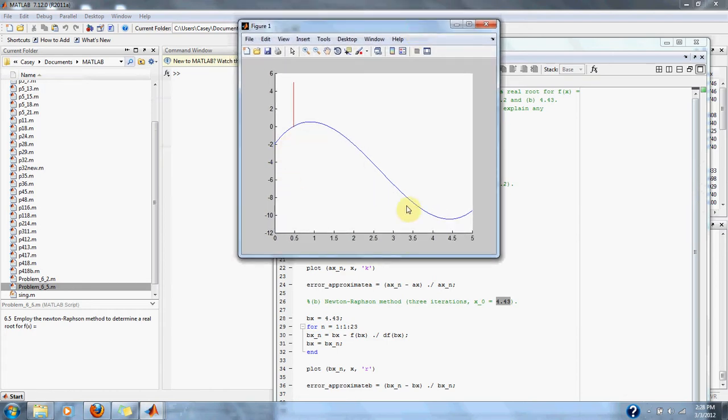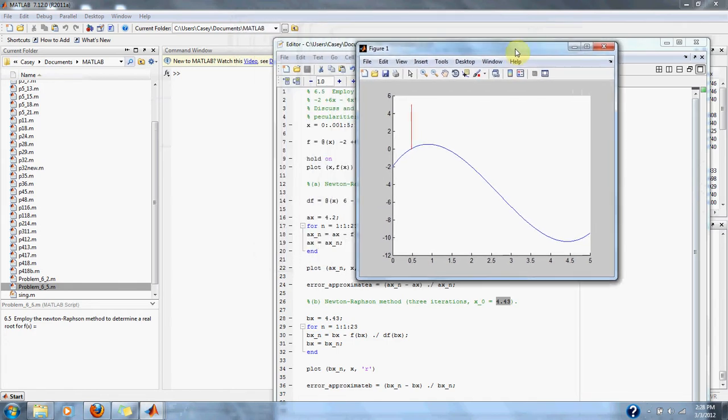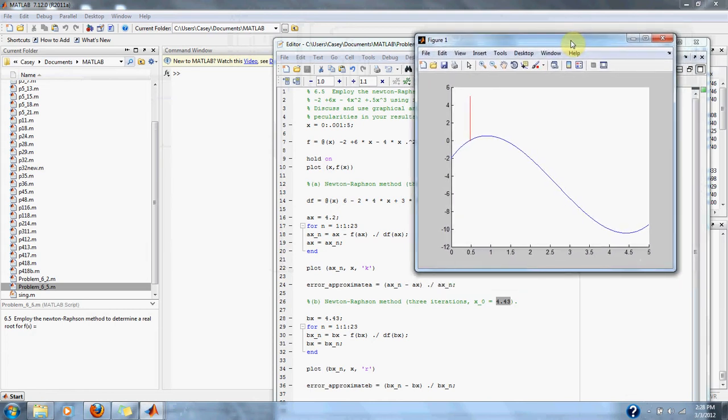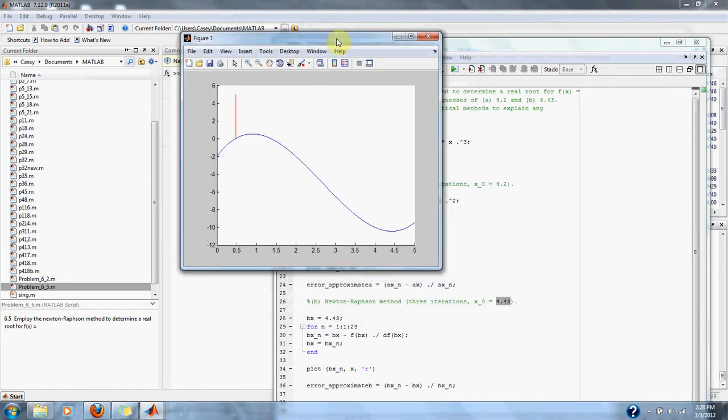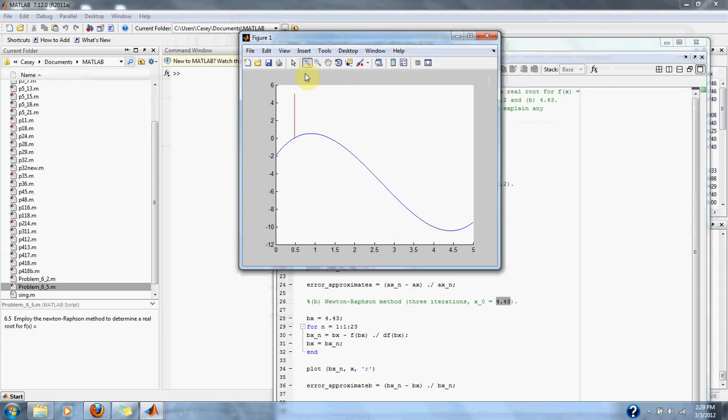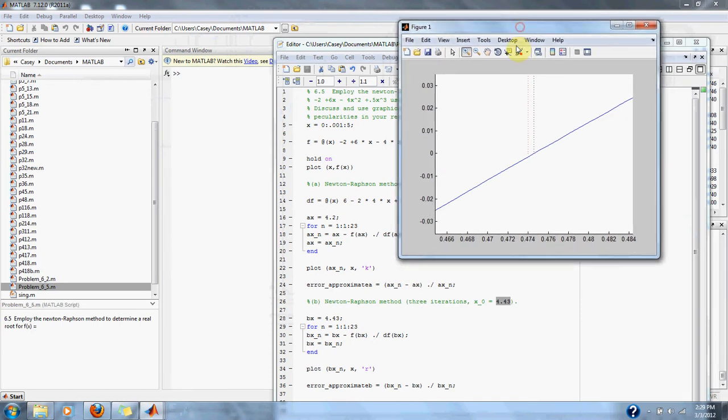As you can see, the blue graph is our original function, and the line in red is our approximation to our real root. The line in red seems to be covering the line in black for the guess of 4.2. The line in red is the guess of 4.43. But if we zoom in and look closer, we can actually see that there is a slight difference between each approximation. This is because you'll get very close to your actual root, but it is just an approximation, and your approximation is based off your first guess. So there should be a slight difference between each.